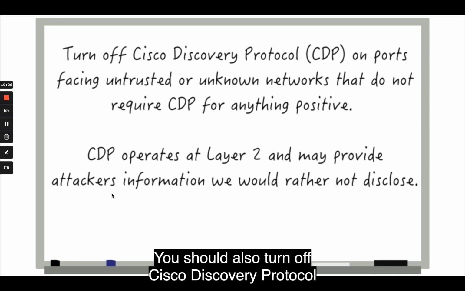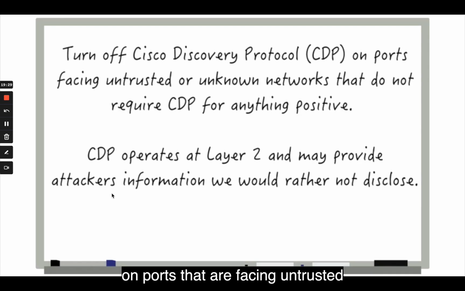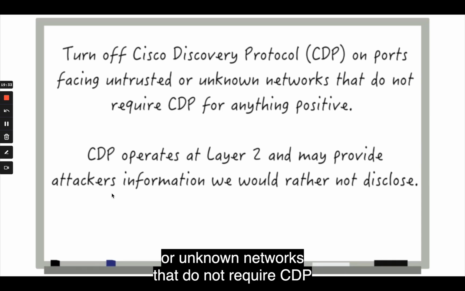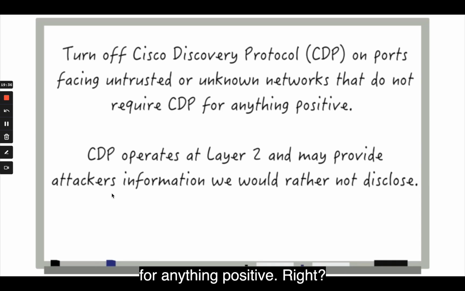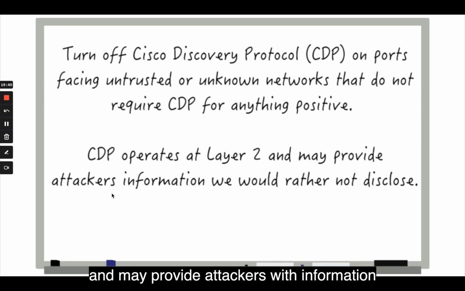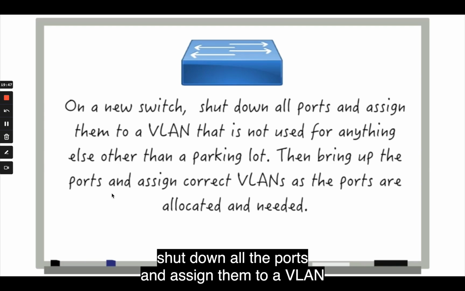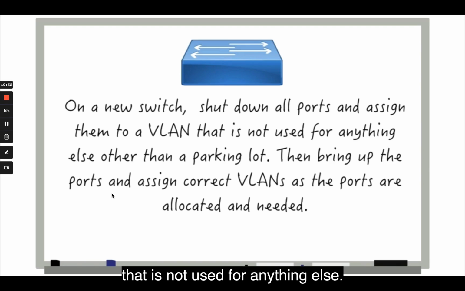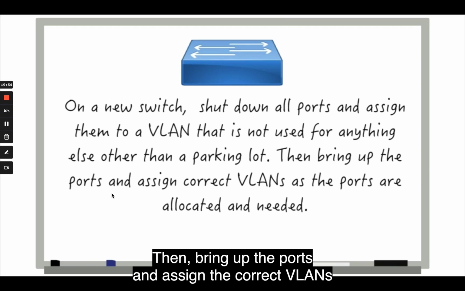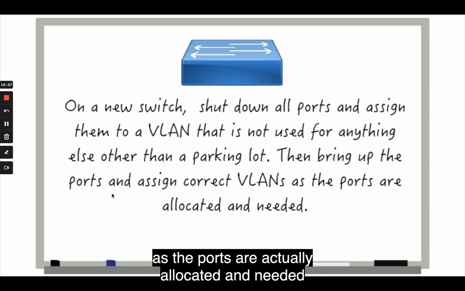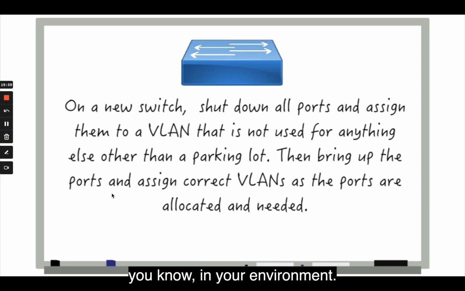You should also turn off Cisco Discovery Protocol on ports that are facing untrusted or unknown networks that do not require CDP for anything positive, right? So CDP actually operates at layer 2 and may provide attackers with information that we would rather not disclose in those ports. Now, on a new switch, shut down all the ports and assign them to a VLAN that is not used for anything else. Then bring up the ports and assign the correct VLANs as the ports are actually allocated and needed in your environment.